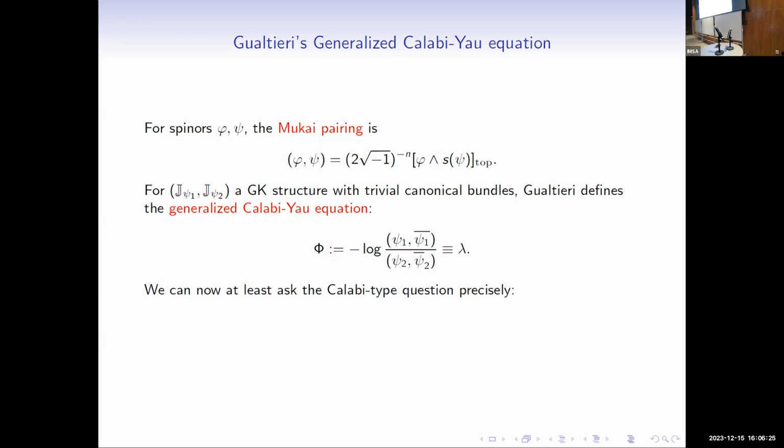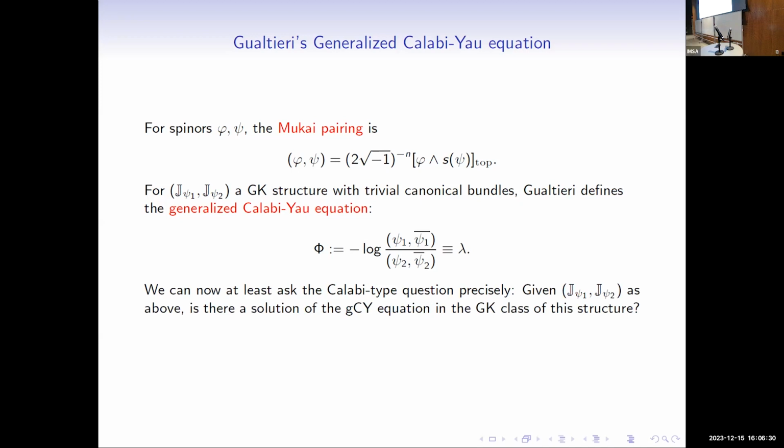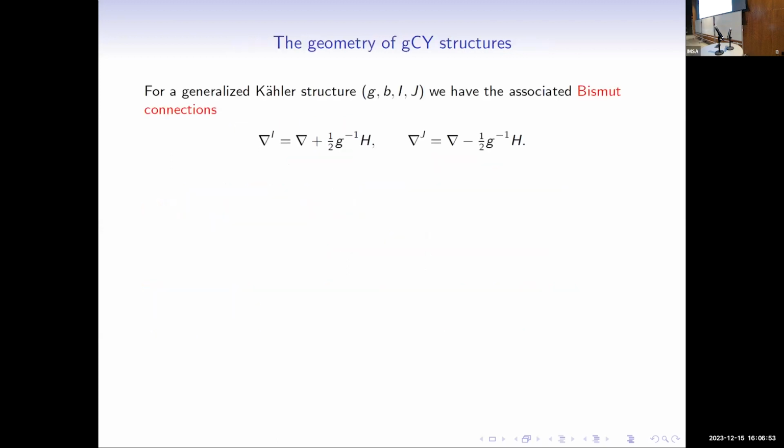So we can at least now ask something like a Calabi-Yau question a bit more precisely. If we're given J, psi1, psi2 as above, can we find a solution to this generalized Calabi-Yau equation in the generalized Kähler class of this structure? Okay, but before doing that, I want to unpack a little bit what is really the meaning of this phi equals constant equation, because I think it's a bit abstract at this point.